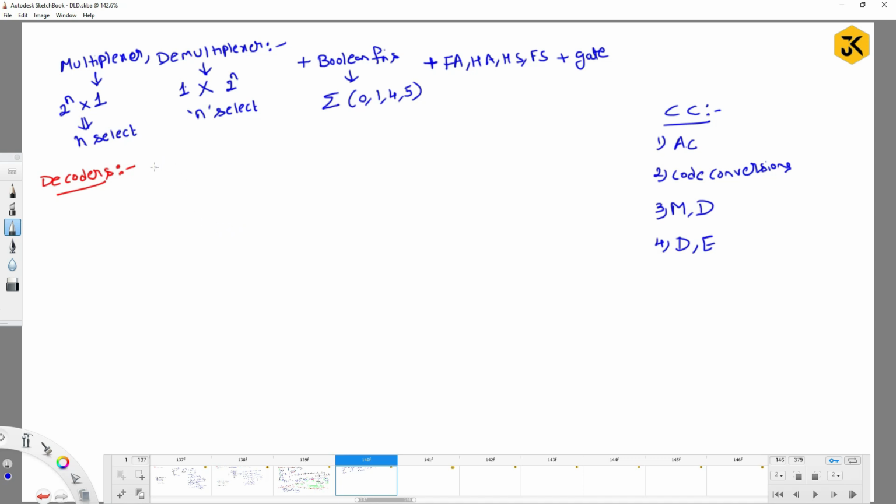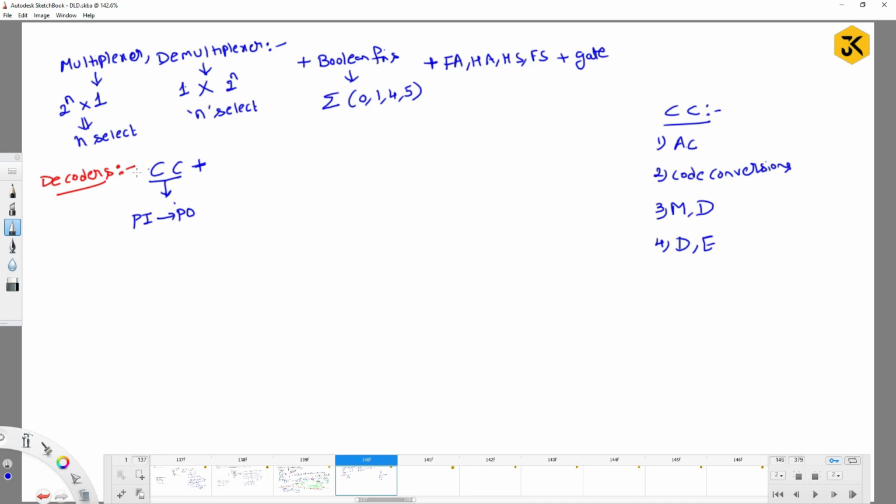Decoders are a kind of combinational circuit. Does it have any kind of memory element? No. A combinational circuit takes the present input and produces the output, but the present output does not depend on the previous outputs, right?